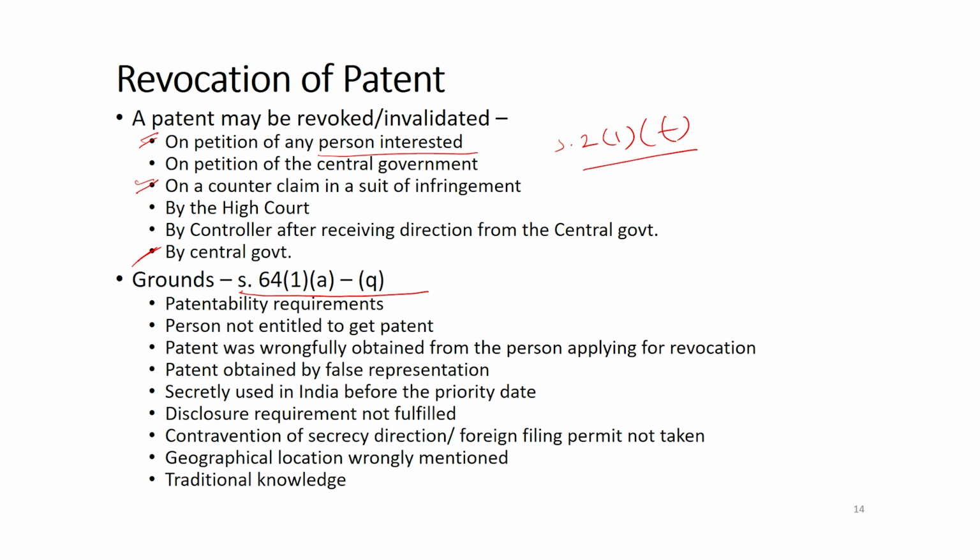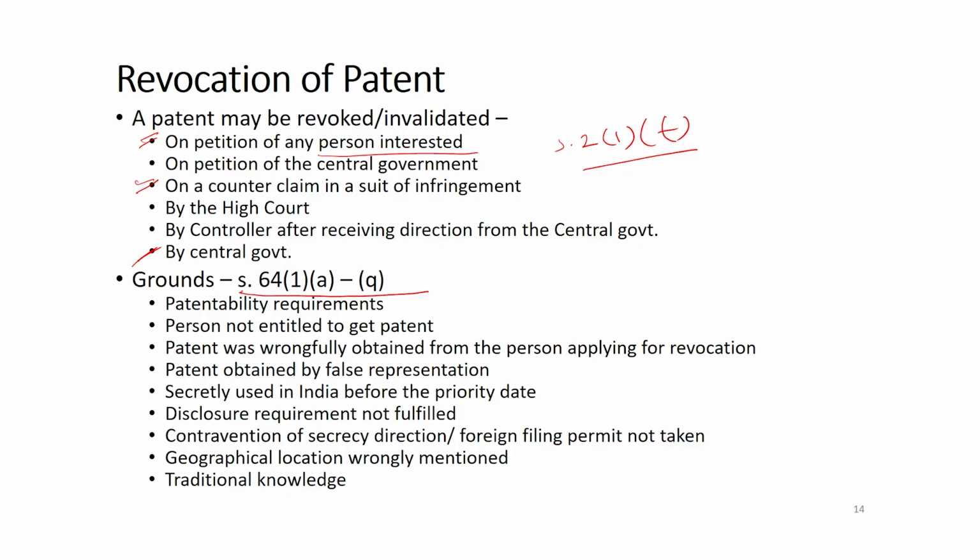Next is the disclosure requirement of the law has not been fulfilled. I mentioned that you have to describe your invention in an enabling manner. Enabling manner means in a manner so that a reasonably skilled person can work the invention. So disclosure requirements have not been fulfilled. Secrecy direction: I mentioned while describing examination that there may be certain inventions related to national security in relation to which the central government may impose a secrecy direction. And if a patent has been granted in violation of a secrecy direction, it's a good ground for revocation of patent.